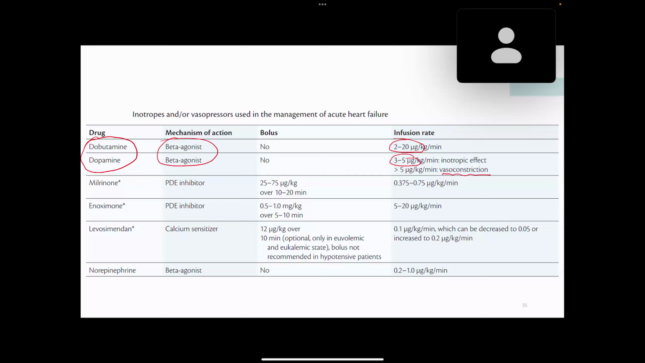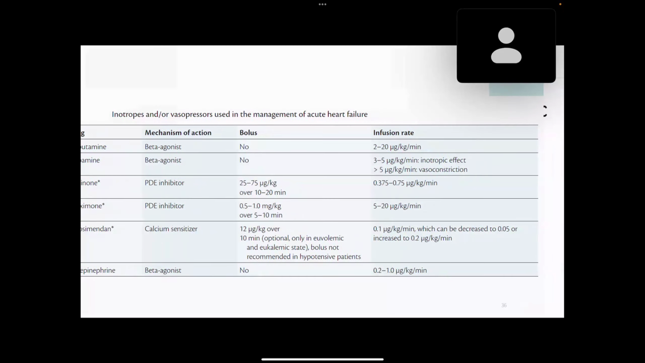The other drug that we use is levosimendan. This is a calcium sensitizer, and this usually has to be given as a bolus dose, followed by an infusion of 0.1 mics per kg per minute. And norepinephrine is a vasopressor. It also has a beta agonist effect, and we start at an infusion of 0.2 to 1 mics per kg. There are other drugs. These are nothing but phosphodiesterase inhibitors like milrinone and enoximone, which we commonly do not use.